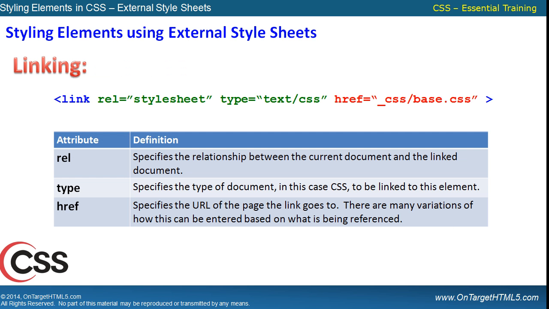Linking your style sheets. Here's an example of a link. You have a relationship attribute, a type attribute, and an href attribute. And by the way, you'll notice that this is an HTML5 link. You'll notice we don't have the closing slash at the end. That is no longer required in HTML5. Our relationship attribute specifies the relationship between the current document and the linked document. And in this case, you'll see that our relationship is a style sheet. The type specifies the type of document.